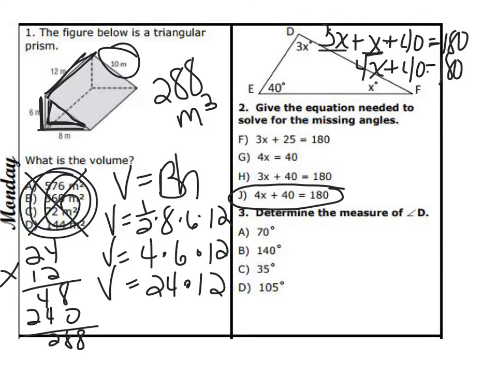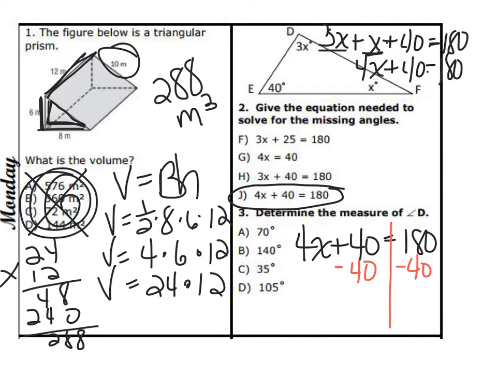Now we're going to solve it to determine angle D. So 4x plus 40 equals 180. We're going to solve it. That's going to be subtract 40. We have to undo the addition first. So then this becomes 0 pairs. Now you have 4x is equal to 140. 140 divided by 4, x is going to give you 35.